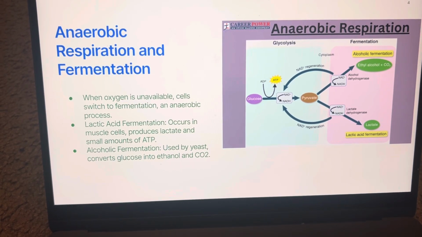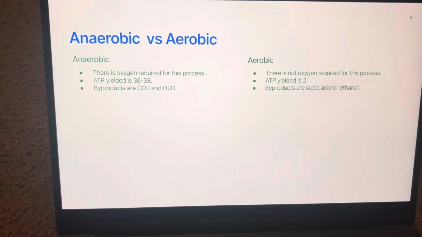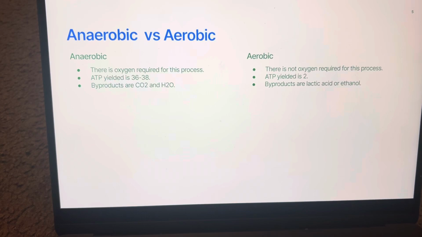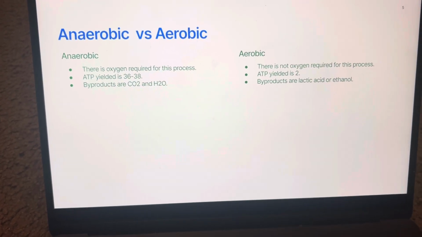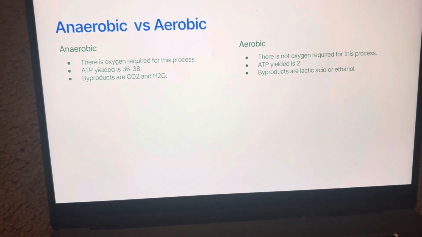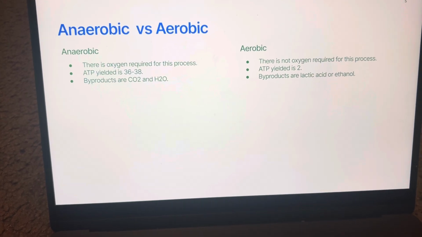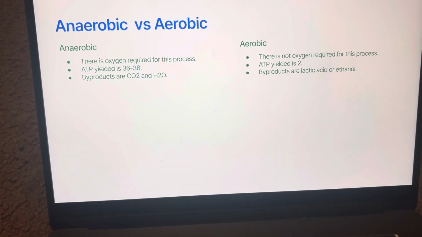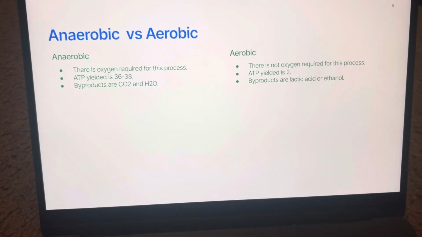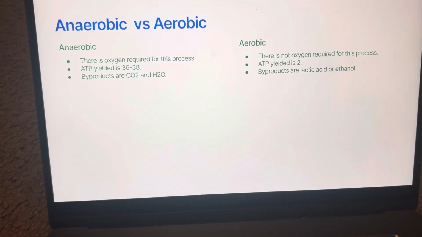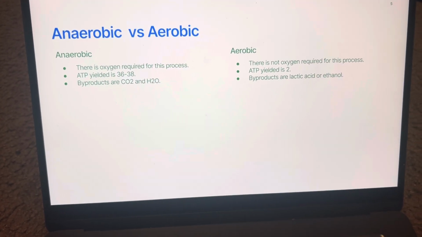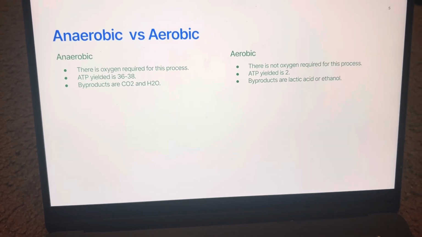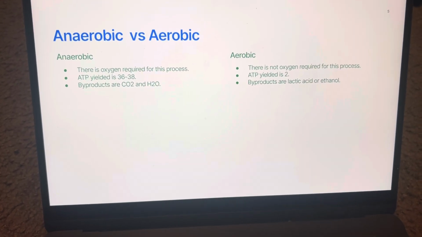Now, let's get into the differences between them, anaerobic versus aerobic. Aerobic, there's oxygen required for this process, as we mentioned earlier. The ATP yielded, or ATP produced, is 36 to 38, and the byproducts are CO2 and H2O. And for the anaerobic, it's vice versa. There's no oxygen required for this process. ATP yielded is 2, and byproducts are lactic acid or ethanol.